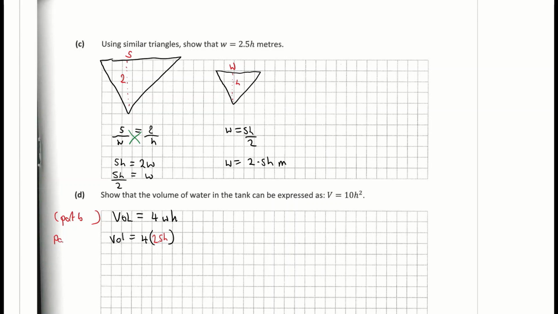That's coming from part C, because we know that W is the same as 2.5h. And I'm going to multiply that then by the h. So again, don't forget that there is this h here that I also need to multiply W by. And now I'm going to multiply in 4 by h is 4h, and 4h multiplied by 2.5h is giving me 10 when I multiply 2.5 by 4, and h by h is h squared. So the volume is equal to 10h squared, and that's what they wanted us to show.